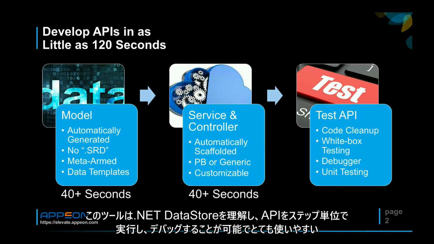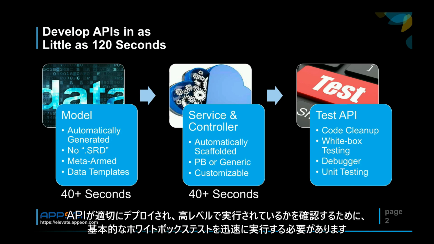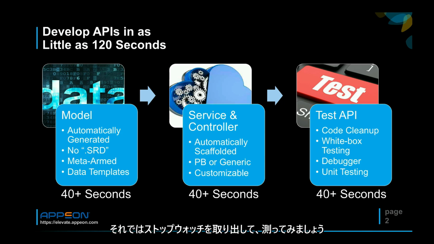So that's really nice. Now, obviously, if you're going to write unit testing scripts, that's going to take you more than 40 seconds. But, as a first step, before you write unit testing scripts, you want to just quickly do a basic white box testing to see if your API is properly deployed and running at a high level. And so for that sort of white box testing, you can complete that in as little as 40 seconds as well. So adding up all the 40 seconds, we come to just under 2 minutes to create an API.